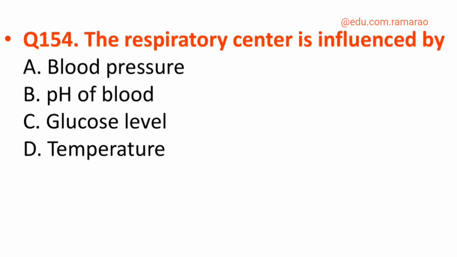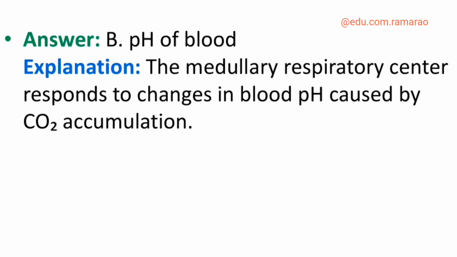The respiratory center is influenced by option A blood pressure, option B pH of blood, option C glucose level, option D temperature. The correct answer is option B pH of blood. The medulla respiratory center responds to changes in the blood pH caused by carbon dioxide accumulation.